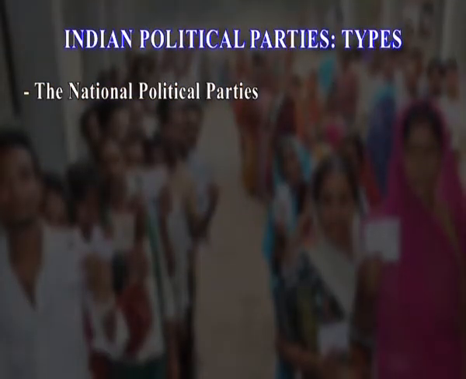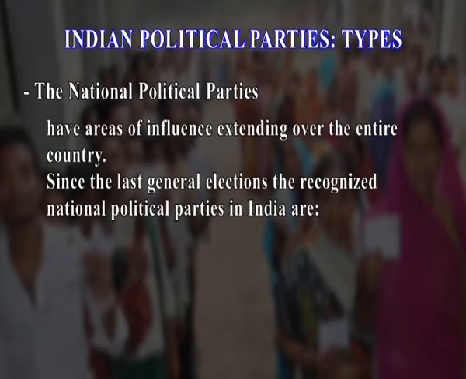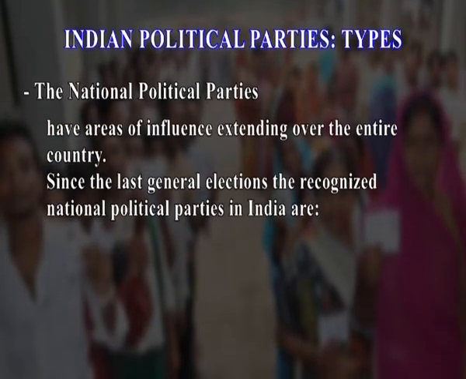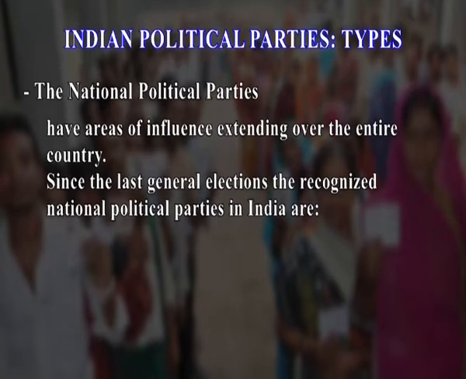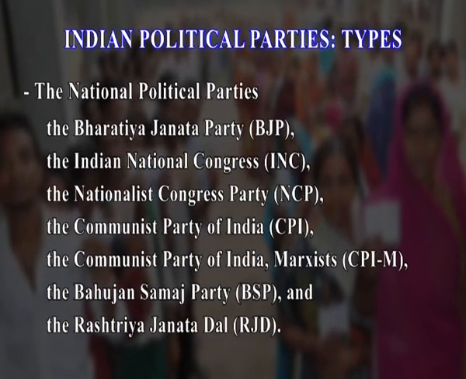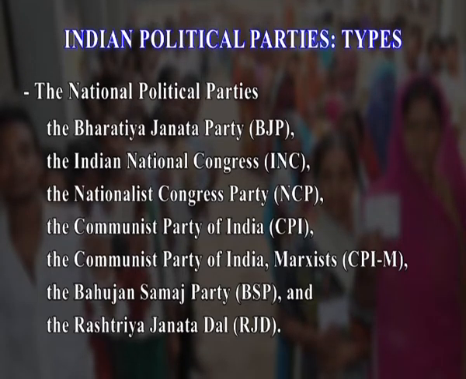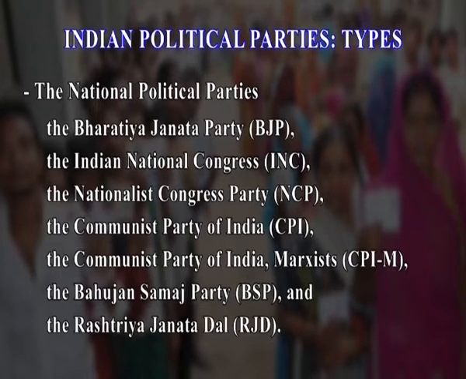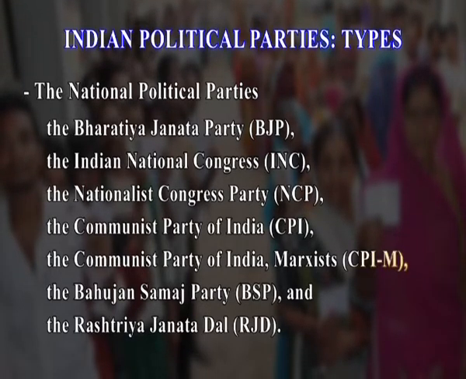Now, the first one we will discuss is the national political parties. National political parties have areas of influence extending over the entire country. Since the last general election, the recognized national political parties in India are the Bharatiya Janata Party, the Indian National Congress, the Nationalist Congress Party, the Communist Party of India, the Communist Party of India Marxist, the Bahujan Samaj Party and the Rashtriya Janata Dal. Now, we will discuss one by one.